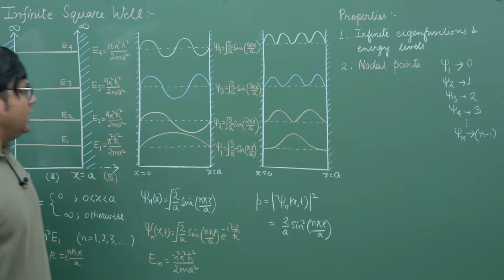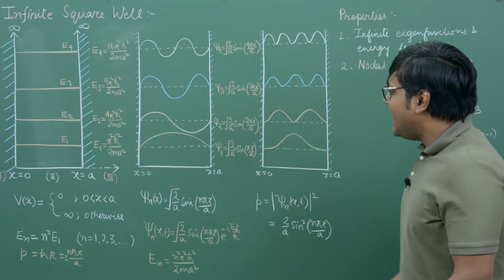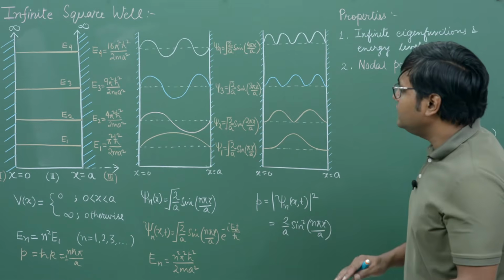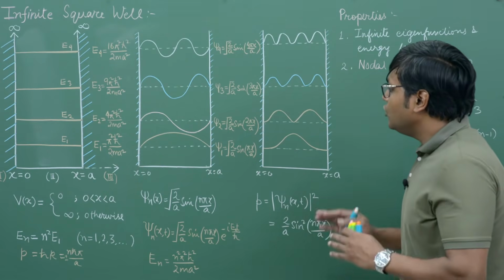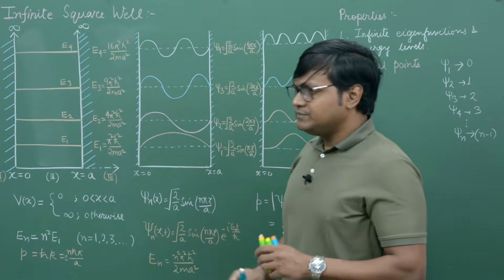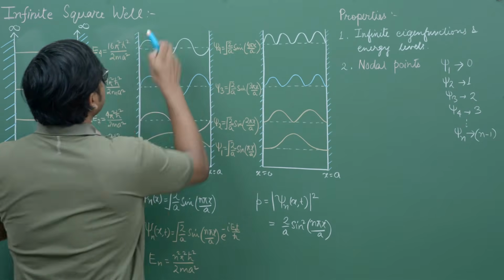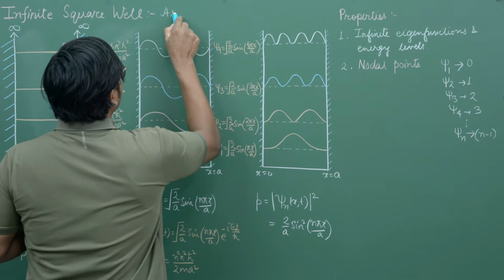And also, if you look at the nature of these eigenfunctions, they have alternating even and odd parity with respect to the center of the well. Now you see the infinite square well that we have chosen is a very special case in the sense that it is asymmetric.